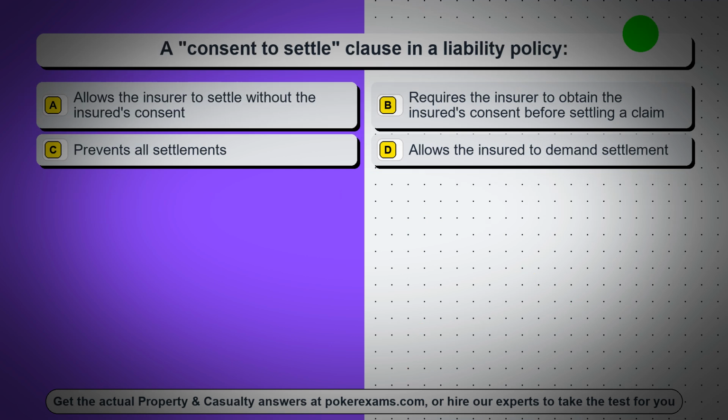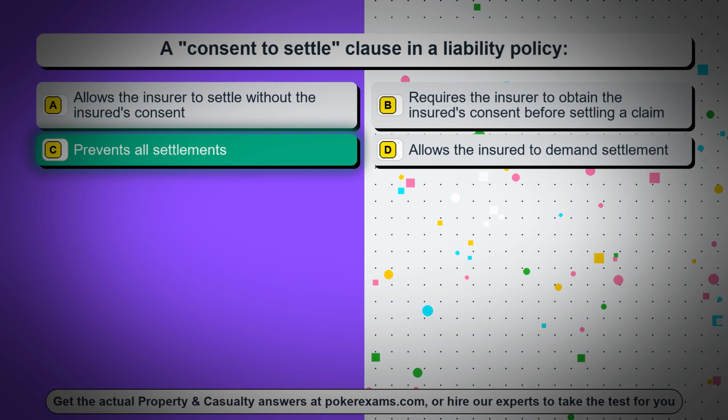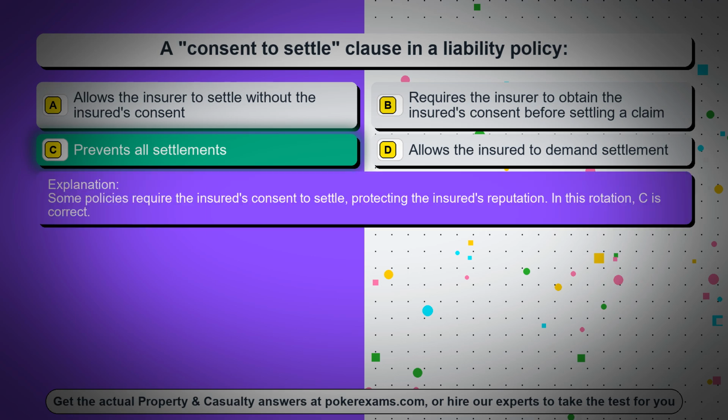Question 54. A consent to settle clause in a liability policy: Option A, allows the insurer to settle without the insured's consent. Option B, requires the insurer to obtain the insured's consent before settling a claim. Option C, prevents all settlements. Option D, allows the insured to demand settlement. The correct answer is option C, prevents all settlements. Some policies require the insured's consent to settle, protecting the insured's reputation. In this rotation, C is correct.